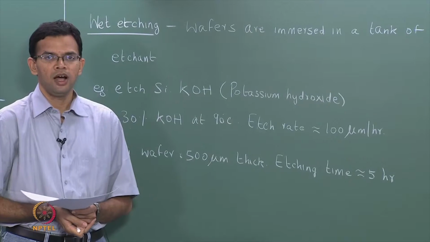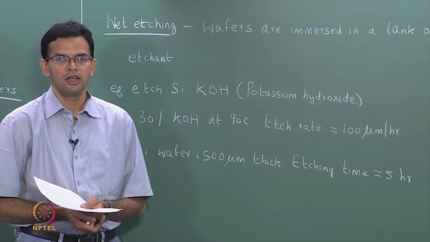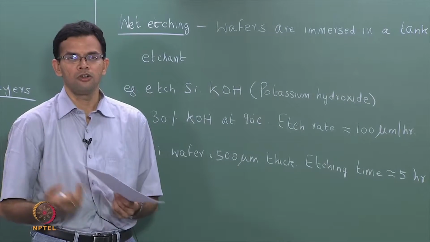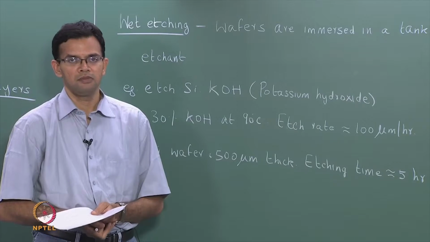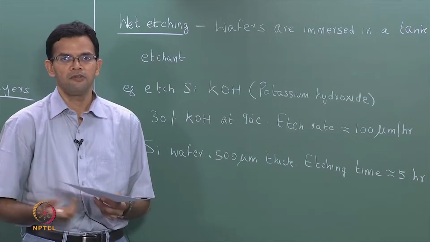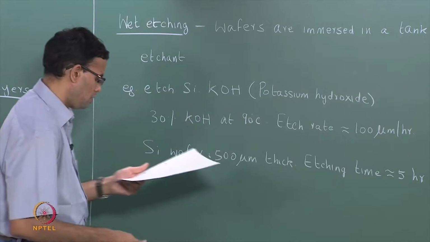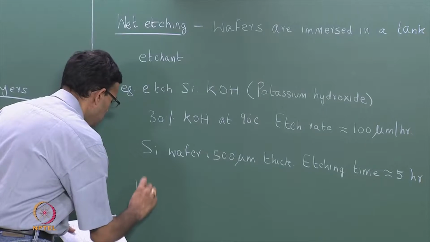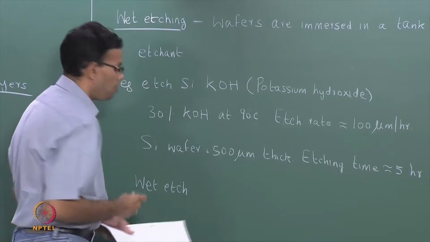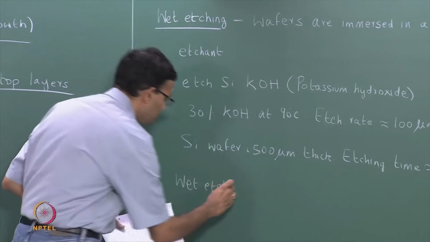Usually after wet etch, the wafers are removed from the etchant, then they are cleaned again with distilled water in order to remove any of the excess etchant material, so usually some sort of chemical. Then the wafers are dried and then used for further processing. So wet etch is used for removal of material from large areas of your sample.